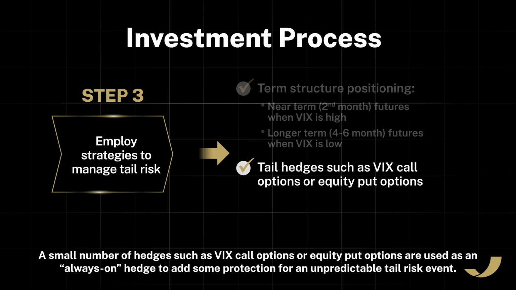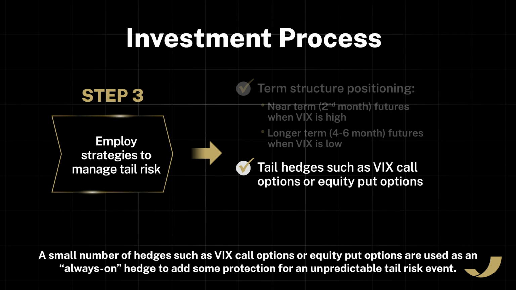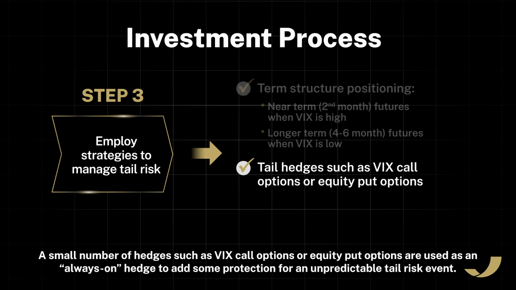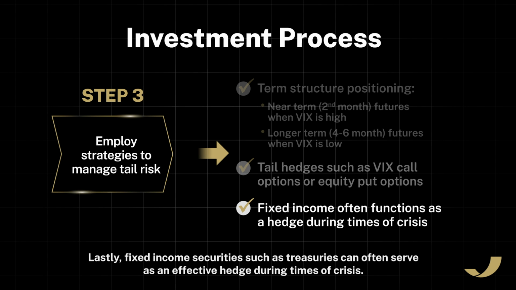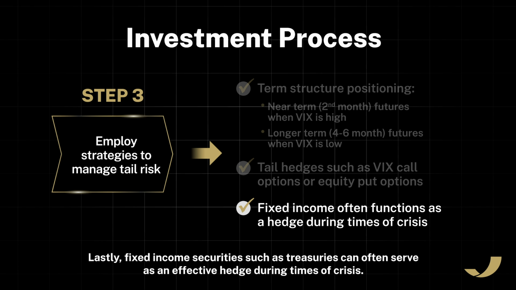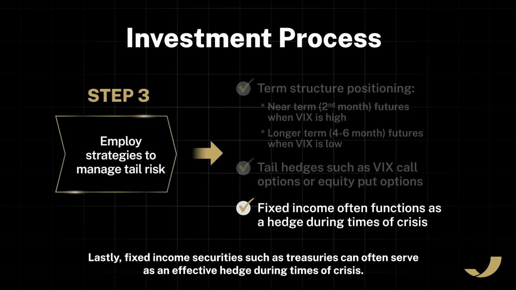A small number of hedges such as VIX call options or equity put options are used as an always-on hedge to add some protection for an unpredictable tail risk event. Lastly, fixed income securities such as treasuries can often serve as an effective hedge during times of crisis.